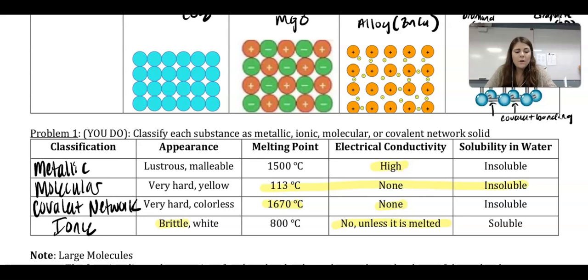For the molecular, I noticed it had a low melting point and no conductivity, whether as a solid or dissolved. Solubility in water just means if it dissolved in water, okay? The covalent network had that super high melting point, 1,670. That was a big indication of a covalent network, especially because it was not conductive, okay? And for the ionic, it told me it was brittle and that there was no conductivity unless it was melted. Those were the big indications of the ionic solid.